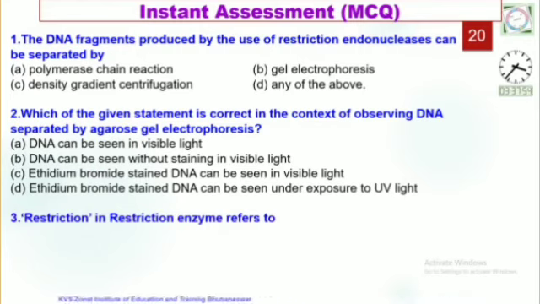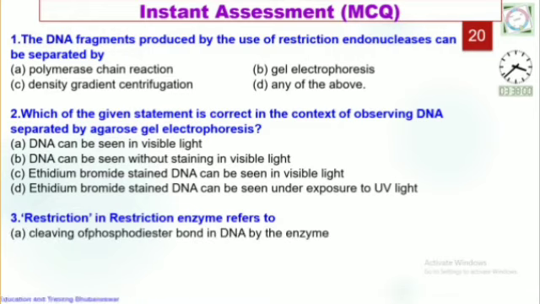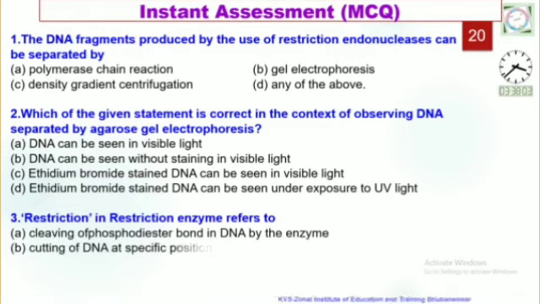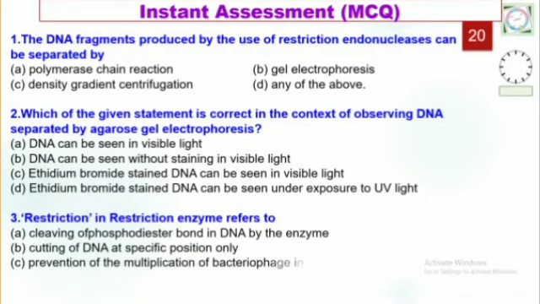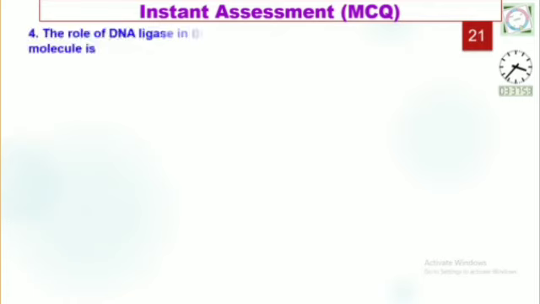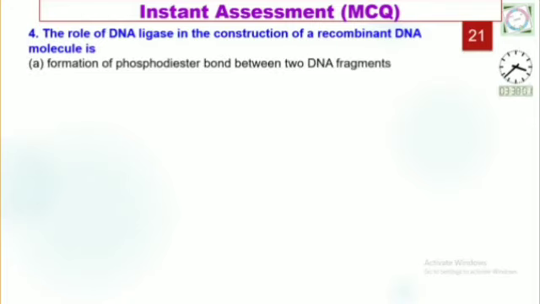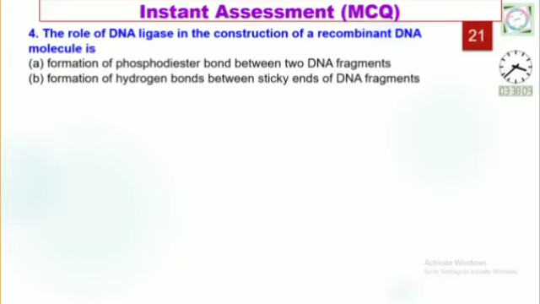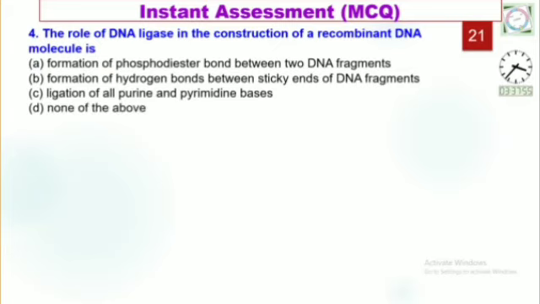We move to the third question. Restriction in restriction enzyme refers to cleaving of phosphodiester bond in DNA by an enzyme, cutting DNA at specific position only, prevention of multiplication of bacteriophage in bacteria, all the above. Next question talks about the role of DNA ligase in construction of recombinant DNA molecule: formation of phosphodiester bond between DNA fragments, formation of hydrogen bond between sticky ends of DNA fragments, ligation of all purine and pyrimidine bases, none of the above.